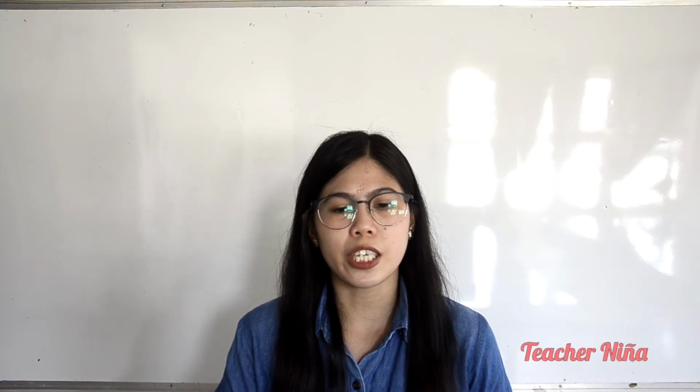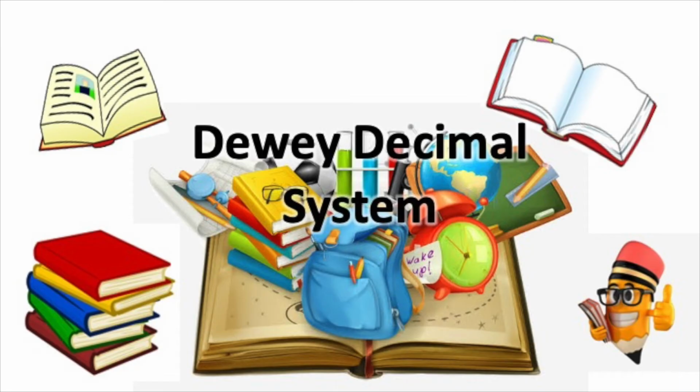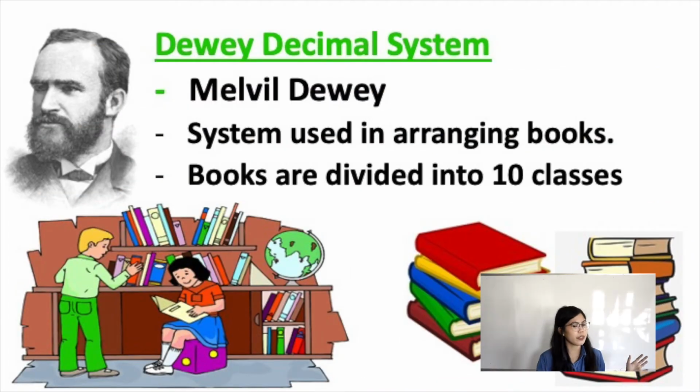Good morning, class. Let me start our discussion by asking how books are organized in a library. That question can help us learn about the Dewey Decimal System. The Dewey Decimal System was invented by Melville Dewey. It is a system used in arranging books.